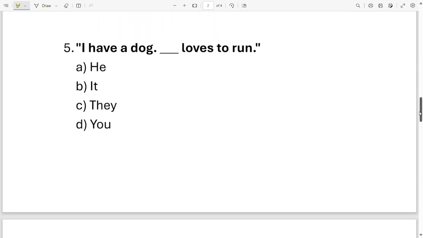Okay, next one. I have a dog. Dash loves to run. Which word should I put over here? Options are he, it, they, you. These are the 4 options. Which one should I put in this blank, or which one is the correct option? It is option B. I have a dog. It loves to run.